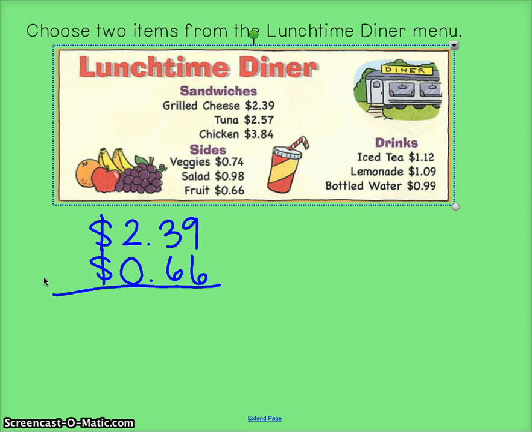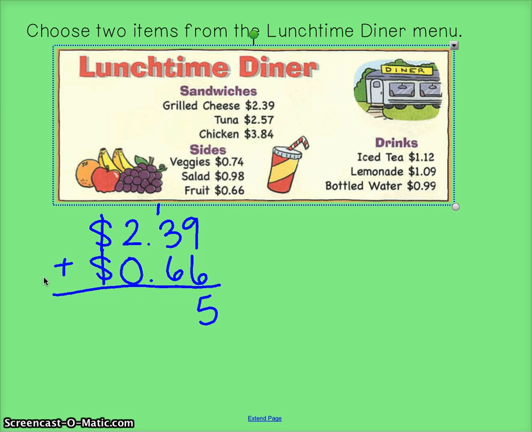Now I'm looking for the total of these two items, so that's a sum, and I'm going to be adding. I'm going to start with my 9 and 6 and add them together with the new groups above method. 9 plus 6 is 15. I always need to remember to carry my 1.